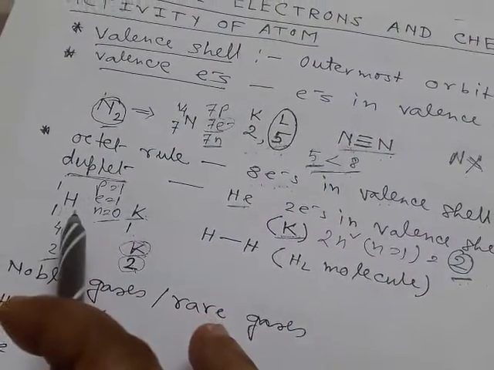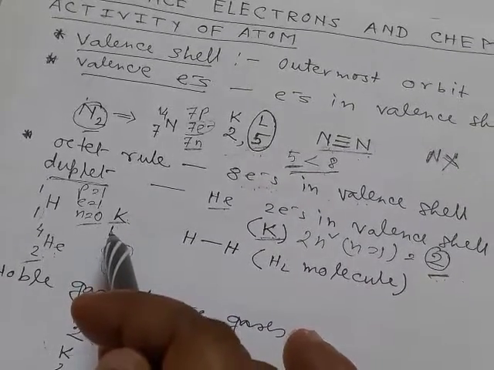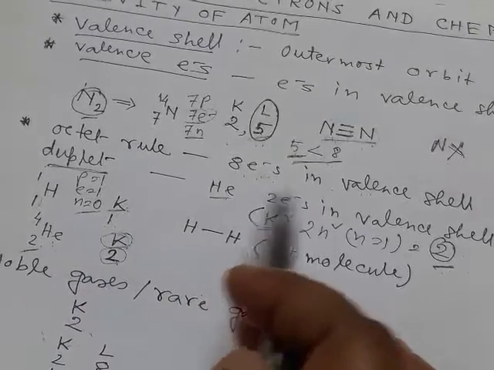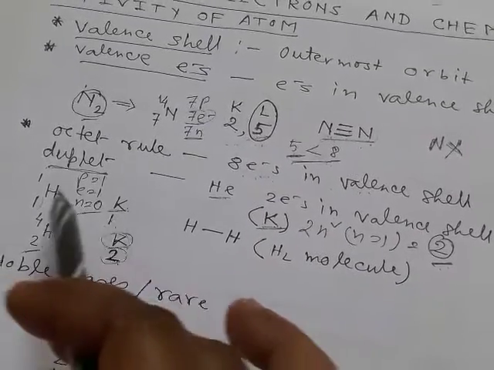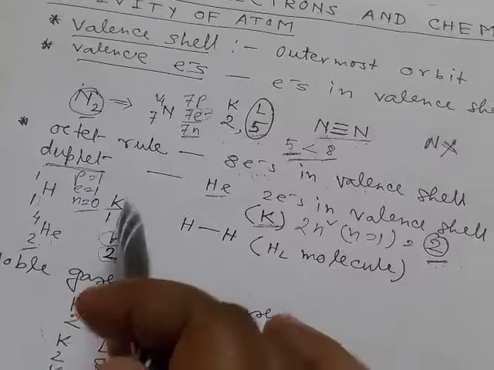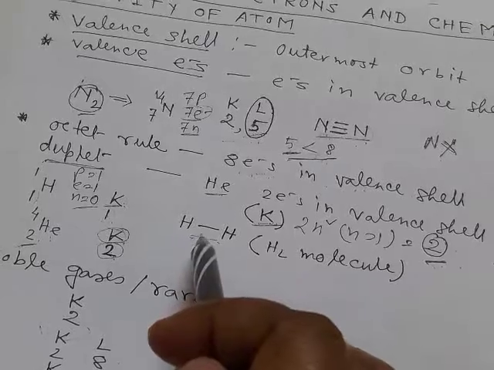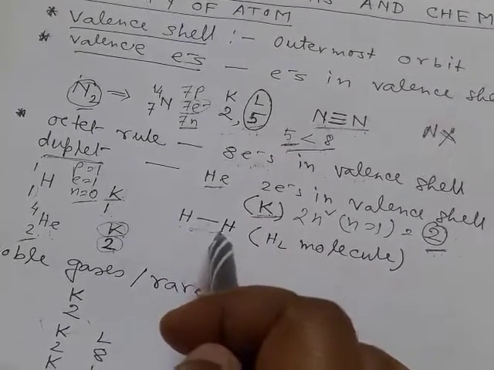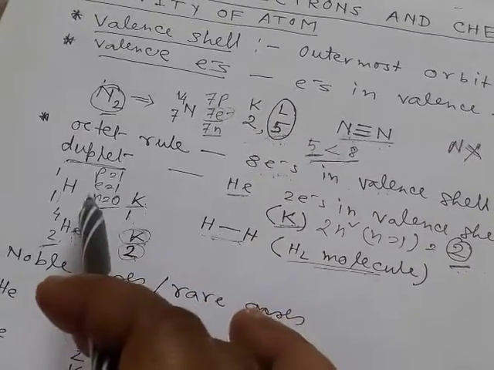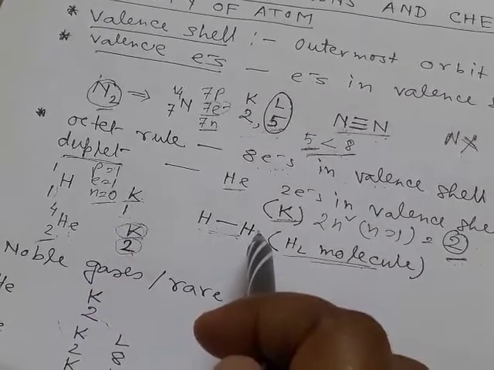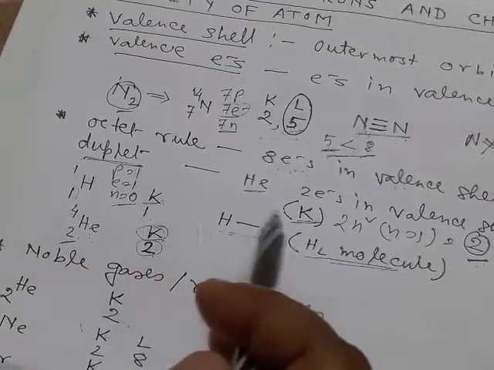Whereas if we consider hydrogen, there is 1 electron in the outermost shell, and according to the duplet rule, 2 electrons in the K shell will be the stable configuration. So hydrogen can accept 1 electron, and it will do so by the formation of one hydrogen-hydrogen bond, that is, a hydrogen molecule is formed. So hydrogen cannot exist in atomic state, it always exists in molecular state, that is, the hydrogen atom is unstable.